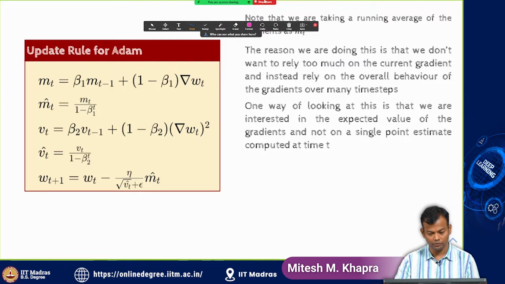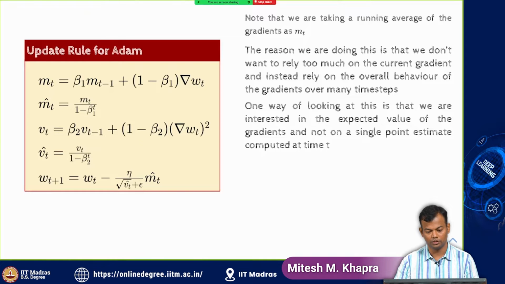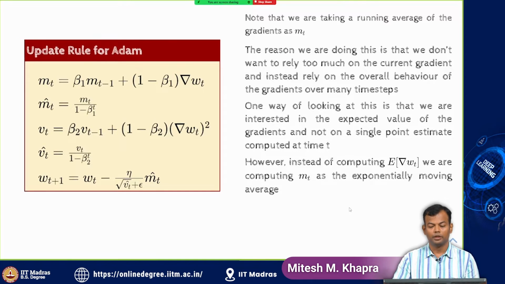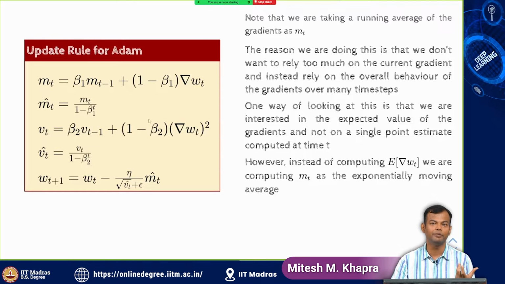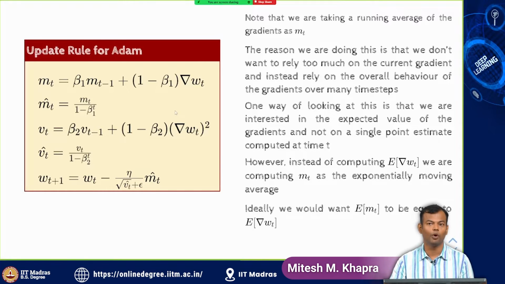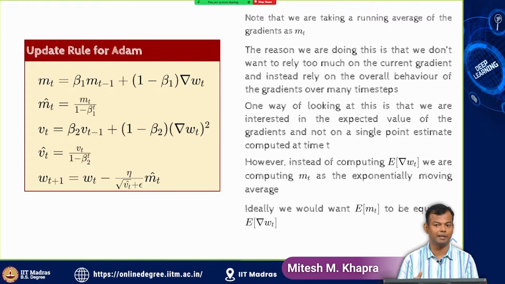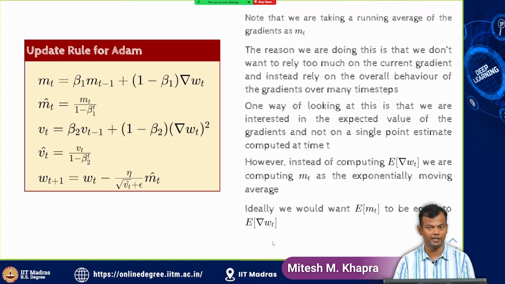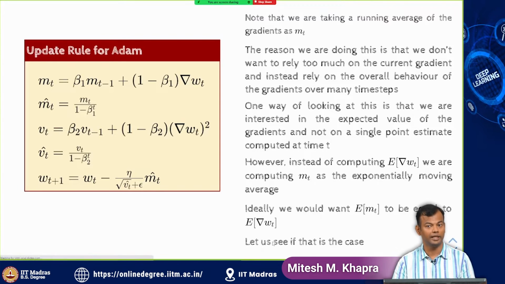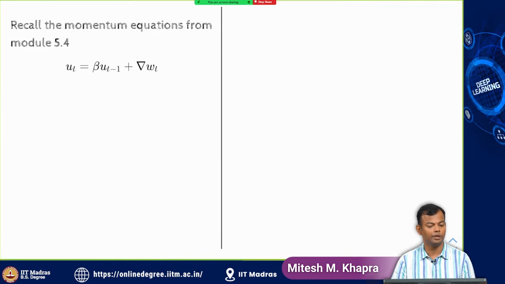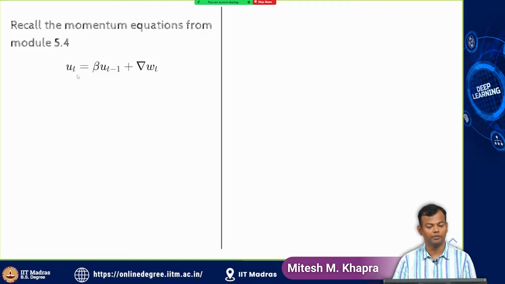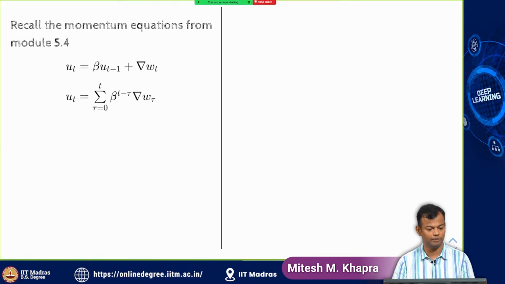So what that means is, instead of the expected value of the derivative, we are computing MT as some kind of an average, right? You could think of expectation as the mean or the average, but instead of computing the true expectation, we are computing some MT, which is an exponentially moving average. Ideally, we would want the expected value of MT to be the same as the expected value of the gradient itself. This is what we would want ideally. Now let us see if that is really the case. If that's happening, then perhaps we don't need to do anything, right? So remember the momentum equations that we had, where we had ut is equal to beta ut minus 1 plus delta wt.